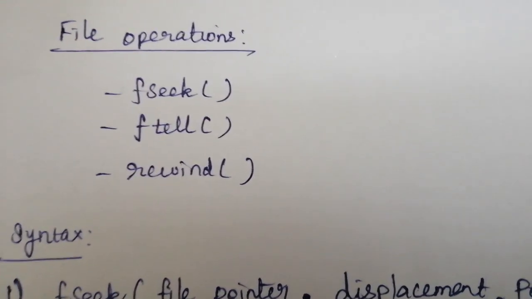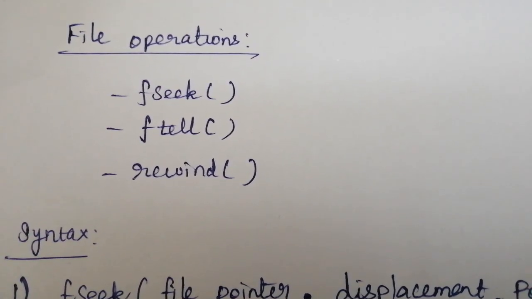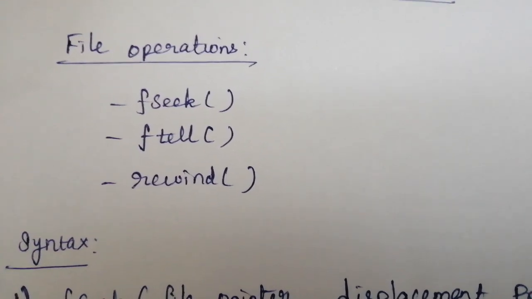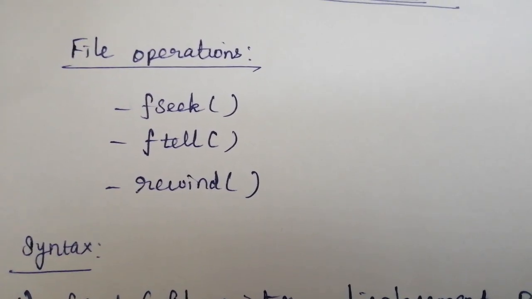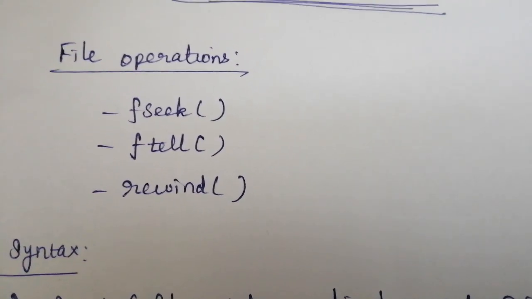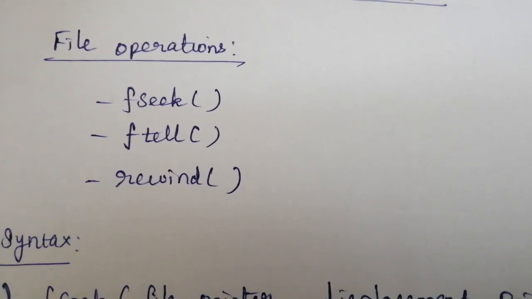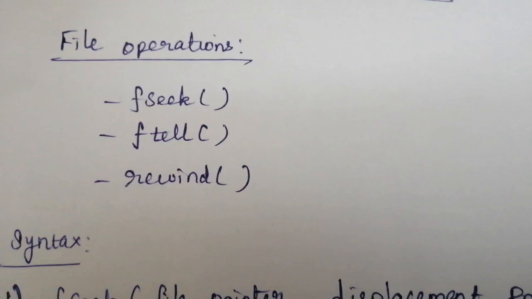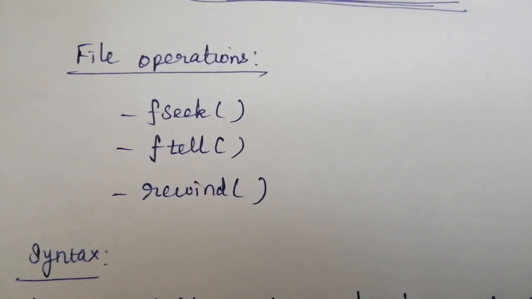Here the data can be accessed using three operations: fseek, ftell, rewind. These are all built-in functions available in the standard library. Fseek is used to set the file pointer at the specified byte. Ftell is used to return the current position value of the file pointer. The current position value is counted from the beginning of the file. Rewind is used to move the file pointer to the beginning of the file. These are all the uses of these operations.